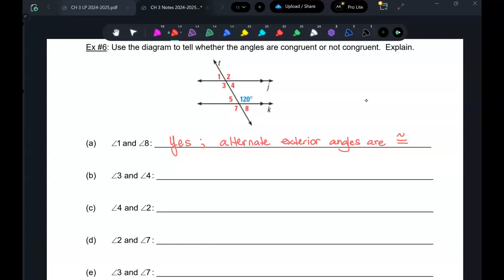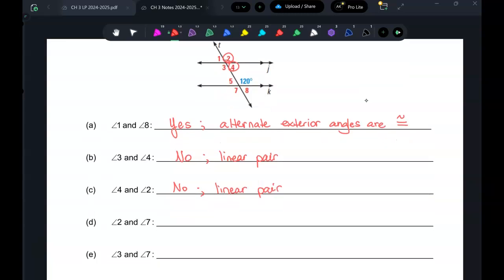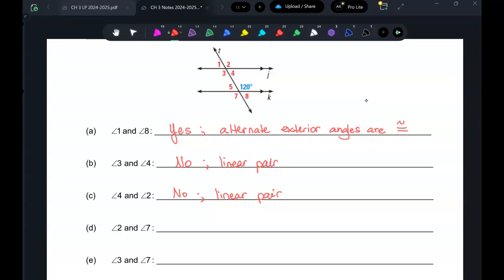Okay, 3 and 4. Sorry, I circled the wrong one. They're not congruent because they are a linear pair. Linear pairs are supplementary. They're not congruent necessarily. Same with 4 and 2. They're also a linear pair, so they are not necessarily congruent. The only time they could be is if they were both 90 degrees.